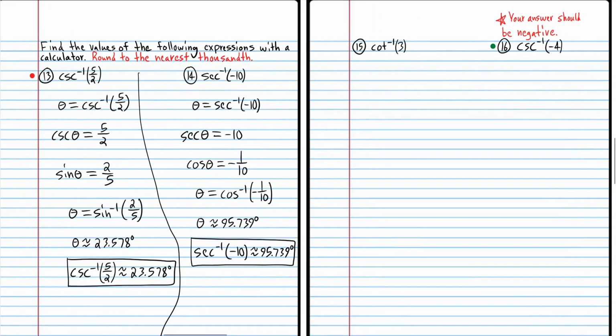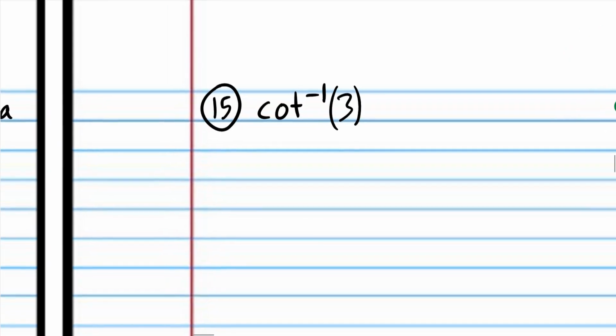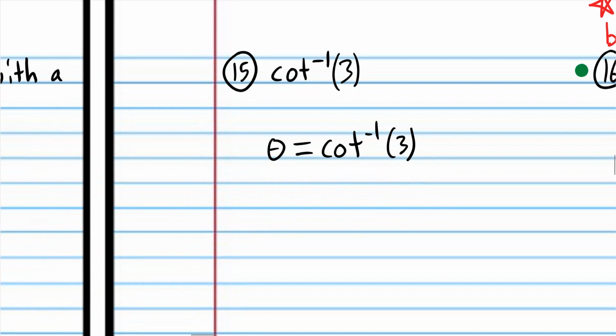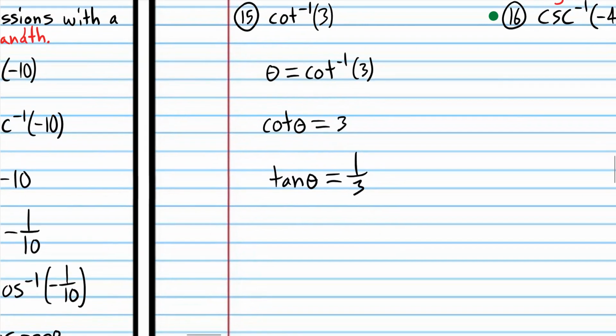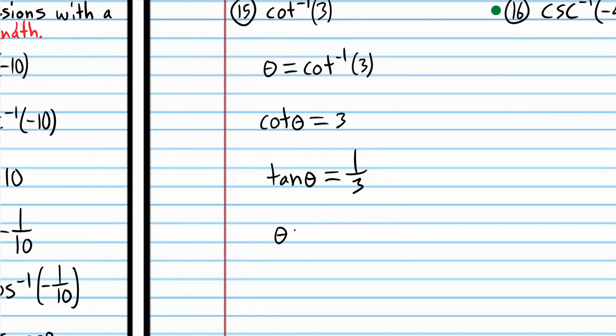Okay, let's try one more of these. Again, we don't have a cotangent inverse button, so we have to change to a different function. Let's set cotangent inverse of 3 to theta, and if that's true, by definition, cotangent theta must be equal to 3. Again, it's just a definition, it's something to memorize. If cotangent theta is equal to 3, then tangent theta is equal to 1/3. Again, they're reciprocals. So now we have a tangent function, so we can find tangent inverse of 1/3. We have that button on our calculator.